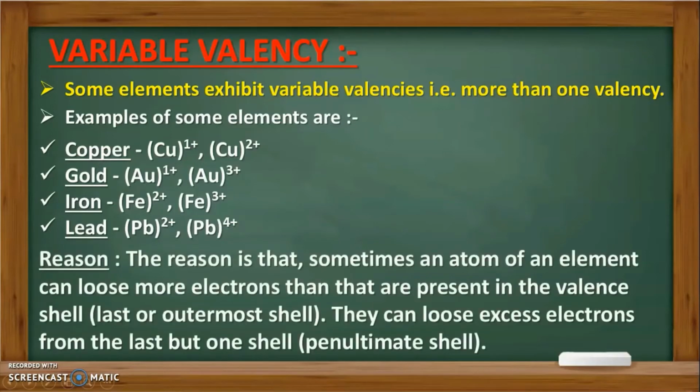Now you might have a question, why do some elements exhibit more than one valency, that is variable valency? The reason is that sometimes an atom of an element can lose more electrons than are present in the outermost shell, also known as the valence shell. They can lose those excess electrons from the last but one shell, which is known as the penultimate shell.